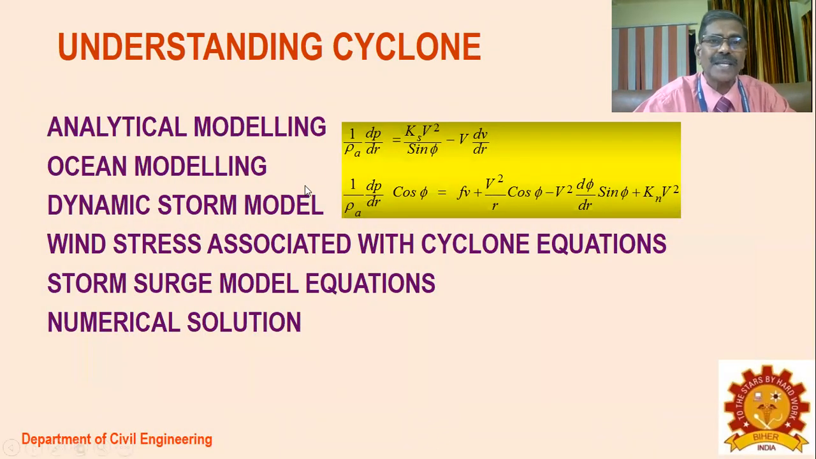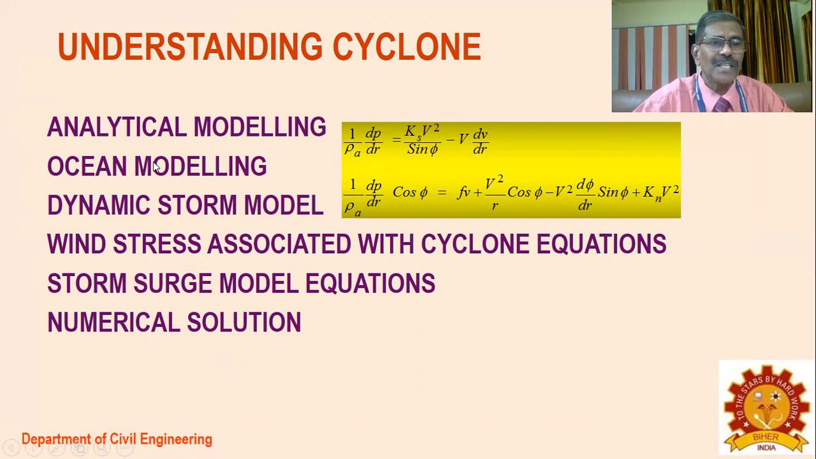For example, if you want to understand the cyclone, different analytical models are there. Ocean modeling is there, dynamic storm modeling is there, wind stress associated with cyclone equations are there, storm surge model equations are there. Then if you are not able to get a solution, you go for numerical solutions.